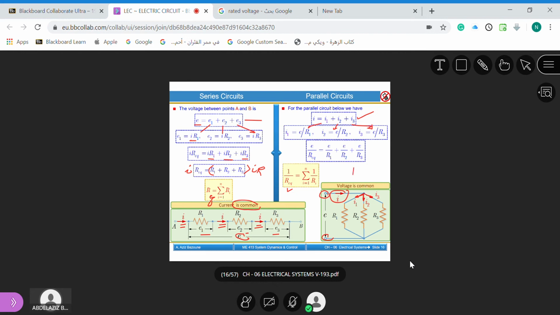This is when we have the parallel arrangement. In the parallel arrangement, the voltage is common. In the series arrangement, the current is common. And these are the equivalent resistors.